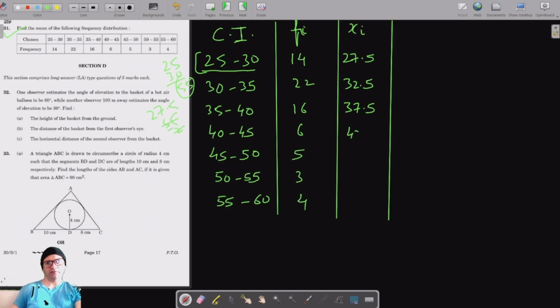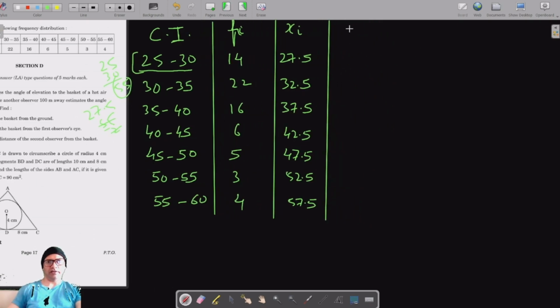So this is 42.5 and then 47.5, 52.5 and 57.5. Okay, so we have got the class marks and let's find out the deviation, which is equal to xi minus a, where a is the assumed mean, and for us the assumed mean is 42.5, which is in the center of the class marks. So this a is 42.5.